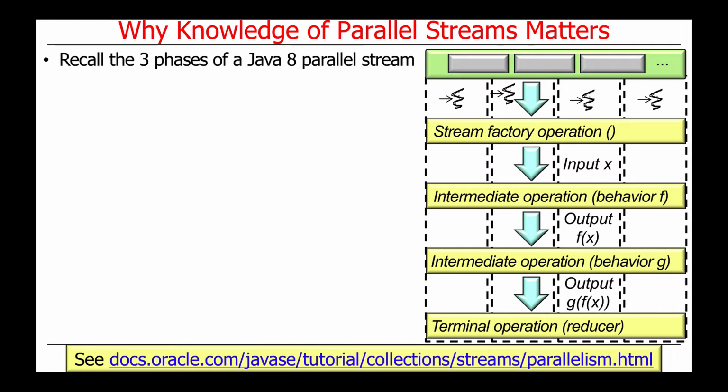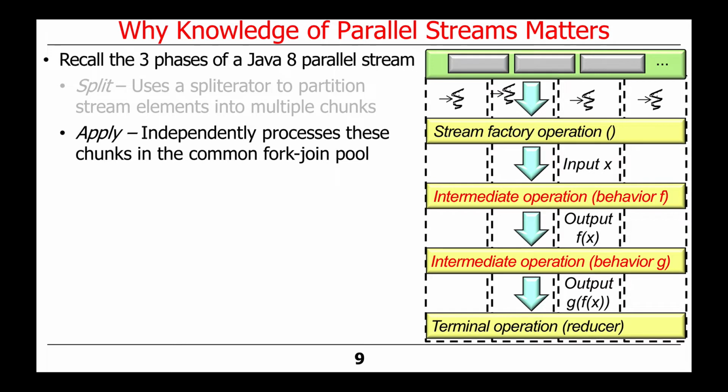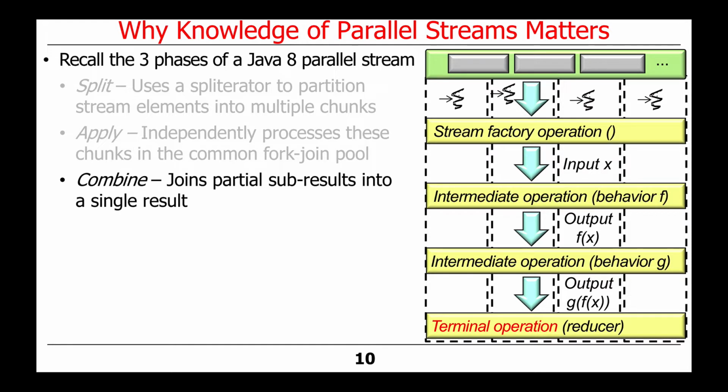If you recall, there are 3 phases of a Java 8 parallel stream. First, there's the splitting phase, which uses a spliterator to partition the stream elements up into multiple chunks. You've seen a couple of examples of that. We'll take a look at a more detailed example of how to split things up later in this discussion. There's the apply phase, where the chunks that are split by the spliterator get handed off to the common fork-join pool where they can run in parallel. And then the final phase is the combine phase.